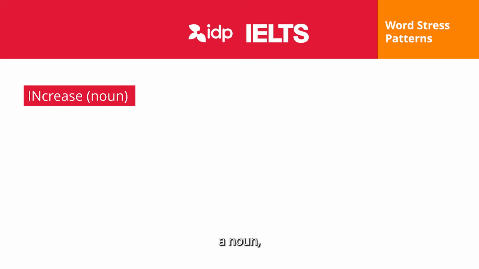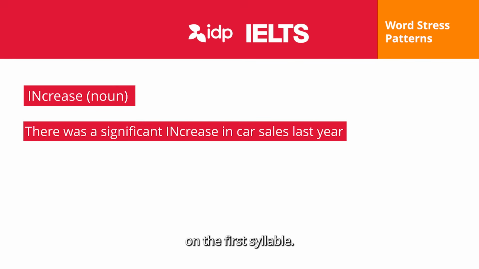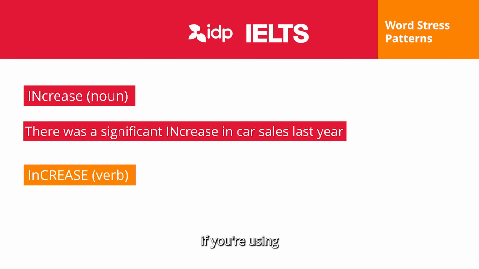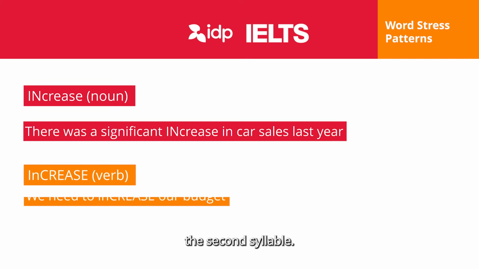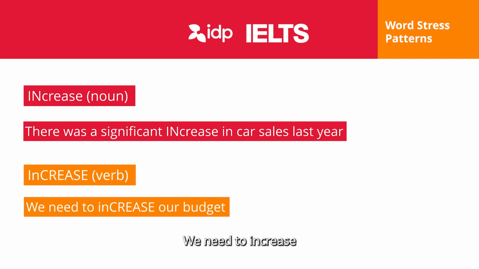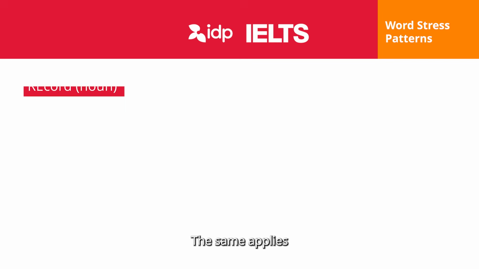When you use it as a noun, you put more emphasis on the first syllable. There was a significant increase in car sales last year. However, if you're using the same word as a verb, you need to emphasize the second syllable. We need to increase our budget. The same applies for the word record or record.